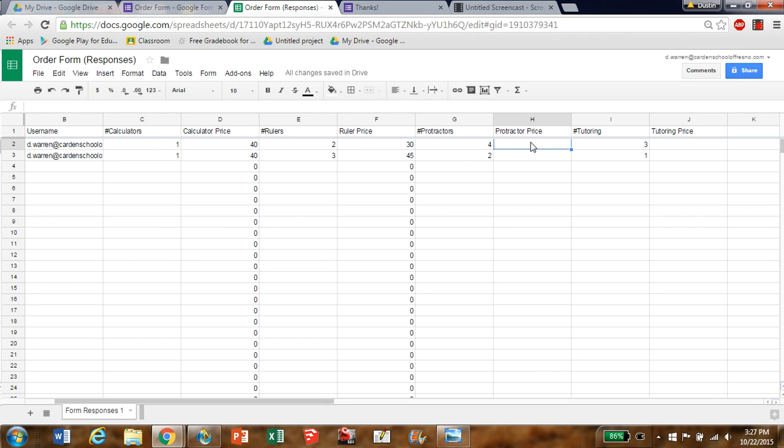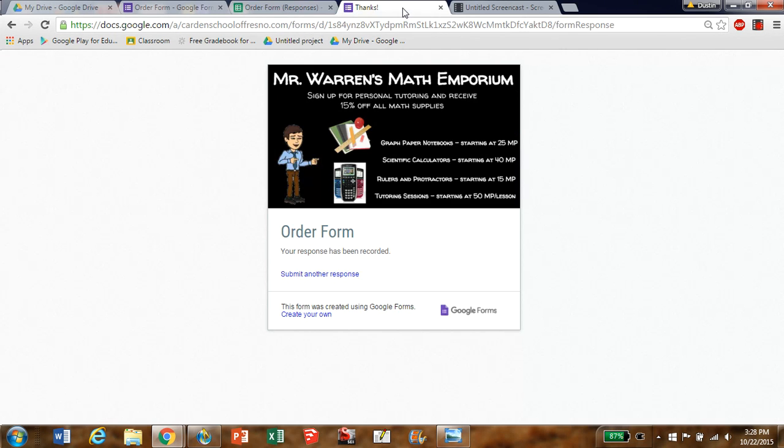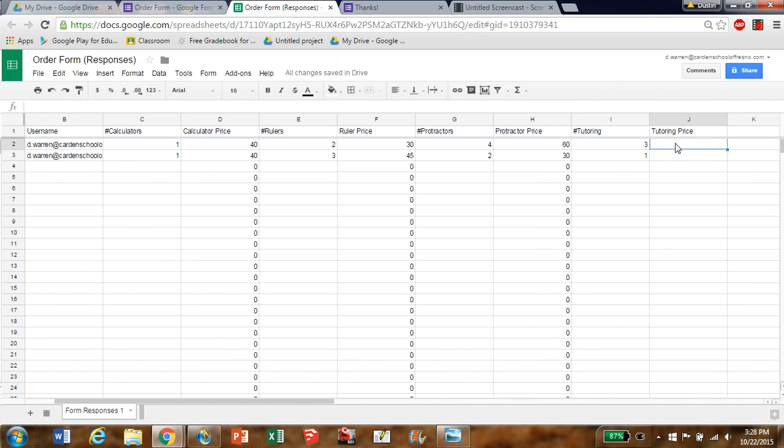All right, I'll just do that for all of these. Equals array formula. This is going to be G2 through G, times, what are protractors? 15. There we go. 4 protractors cost 60 math points, and so on. And I think tutoring was 50 math points. So I'll say equals array formula I2 through I times 50. And there we go.